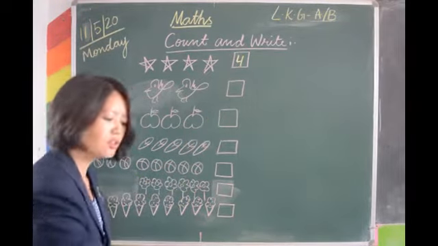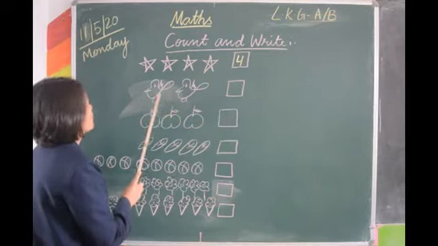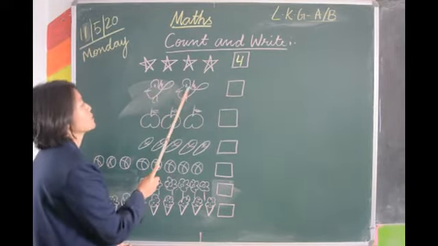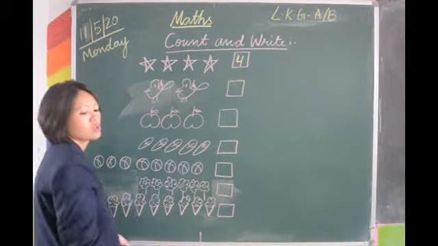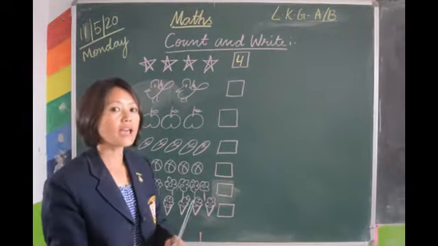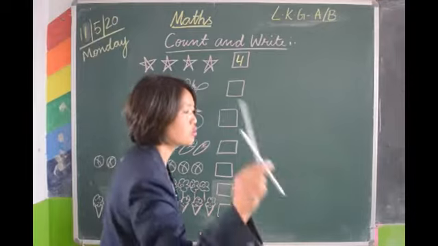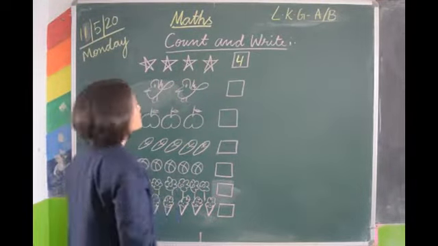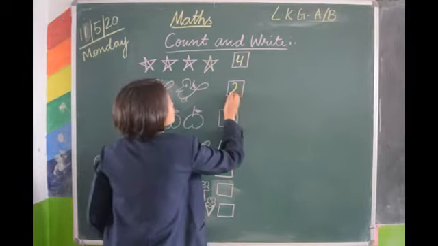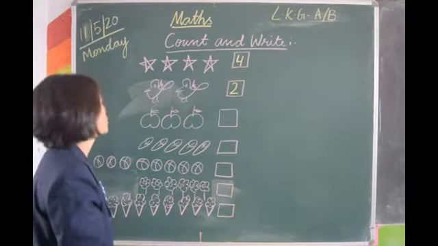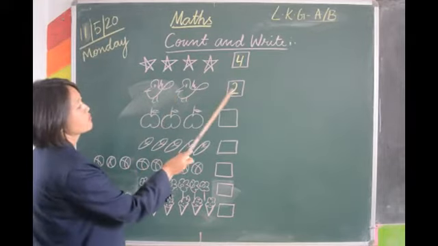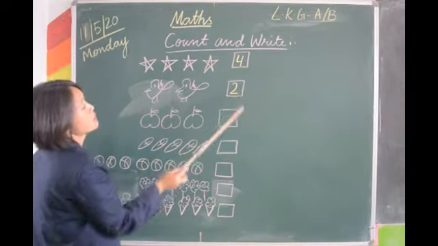Okay? So here we have how many birds? 1 and 2 birds. So 2 pencils and here 2 birds. We need to write 2 out here. Yes? So now here once again 1 and 2. We have written 2 inside the box.